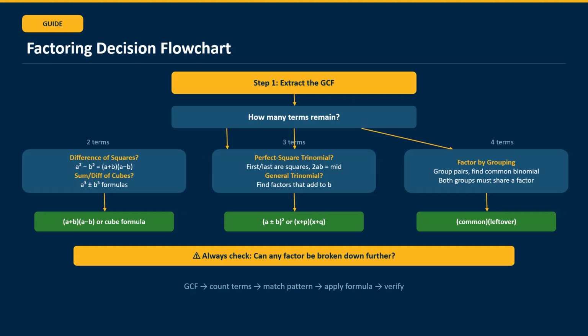After applying a pattern, always check whether your result can be factored further. A difference of squares inside a larger expression, or a greatest common factor you missed the first time, can sometimes be caught on a second pass. This flowchart gives you a systematic approach so you never have to guess which pattern to try.